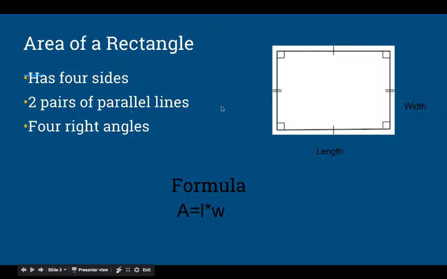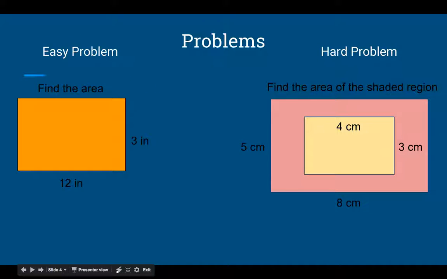As we can see, a rectangle has 4 sides, has 2 pairs of parallel lines, and has 4 right angles. Okay, and so the formula is going to be length times width. Okay, so now let's try some problems.